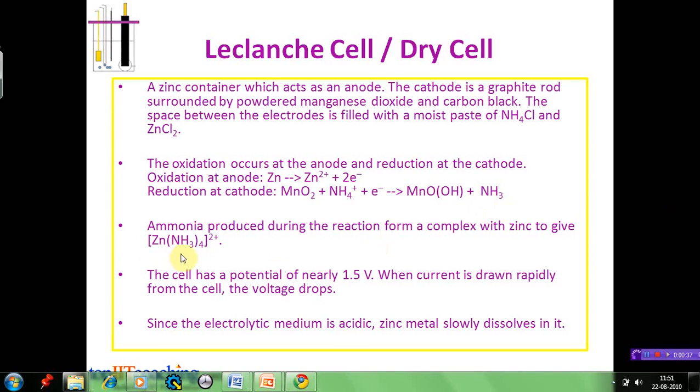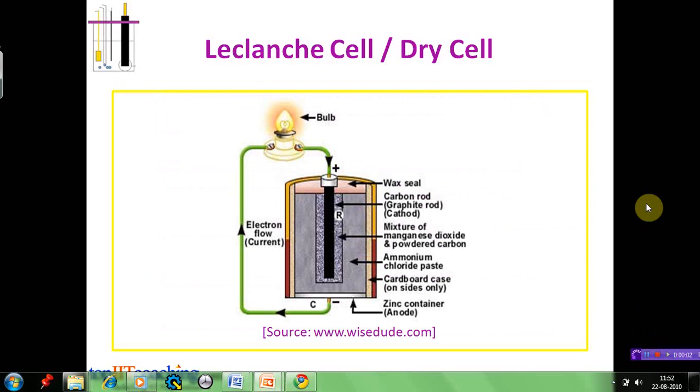Ammonia produced in the reduction reaction combines with zinc to form a complex whose formula is Zn(NH3)4 2+. The cell has a potential of nearly 1.5 volts, but when the current is drawn from the cell, the voltage drops. Since the electrolytic medium is acidic, zinc metal slowly dissolves in it from the container.